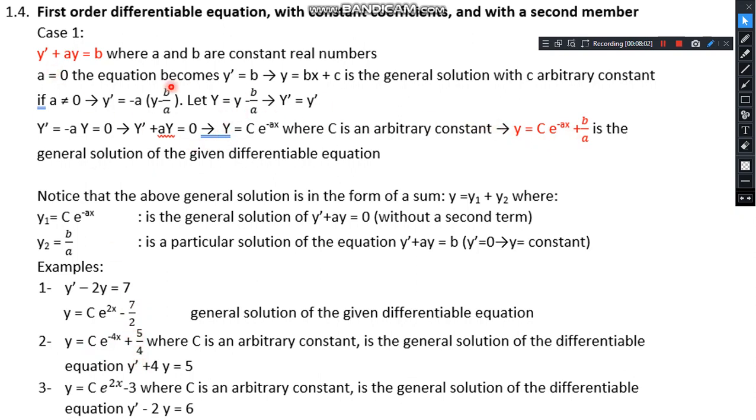And if you have y equals c e minus 4x plus 5 over 4, you need to memorize. If you have this form, directly the differential equation will be y prime, the opposite side of minus 4x is plus 4y. And here b is 5, because I want b over a, which is 5 over 4. And if you have y prime minus 2y equal to b, I want b over a to be minus 3, and since a is minus 2, in that case b will be 6.